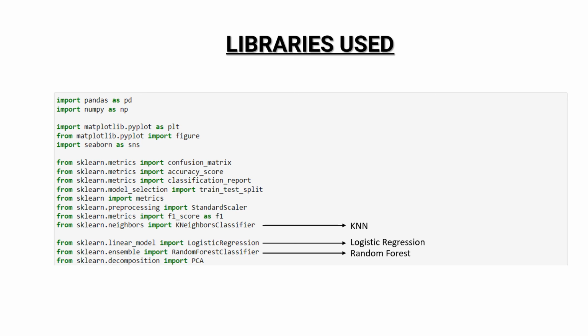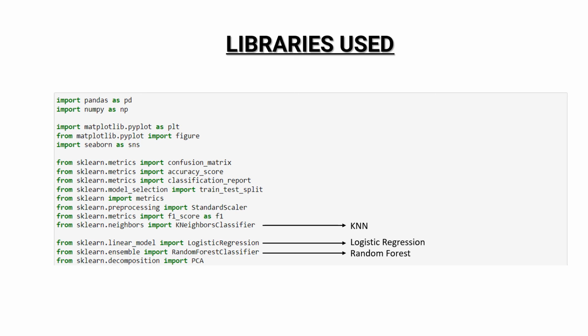Now in this slide, we have a snippet of the code in which we have imported all the necessary libraries which will be used in creating our model. For the KNN algorithm, we have imported the KNeighborsClassifier from sklearn.neighbors. For logistic regression, the LogisticRegression library is imported from sklearn.linear_model. For random forest, RandomForestClassifier is imported from sklearn.ensemble. Now, for calculating accuracy, we will import the accuracy score and F1 score from the sklearn metrics module.